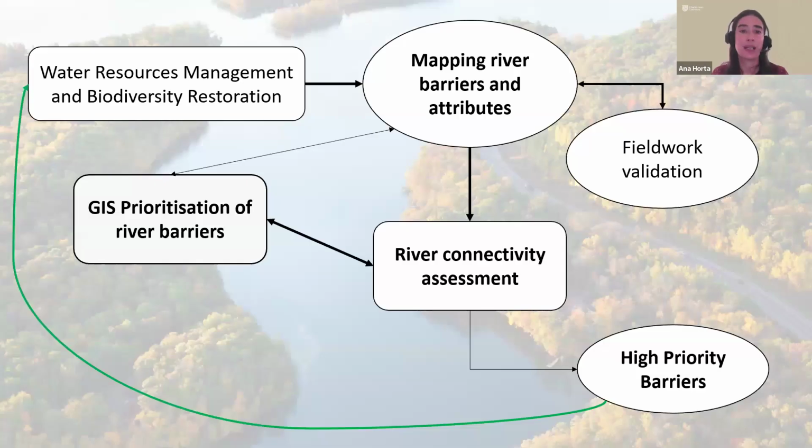Next slide, please. So this is where all the pieces fit in. Sorry, it's not a very aesthetic workflow, but one that really works for me because I can see how the pieces come together. If we want an approach for water resources management and biodiversity restoration, we really want to map all river barriers and attributes of those barriers. We want to apply a spatial methodology to prioritize which barriers we should work on first. And we can also use the location of those barriers to do our river connectivity assessments so that we can point our decision makers and also our funds to work on the high priority barriers.